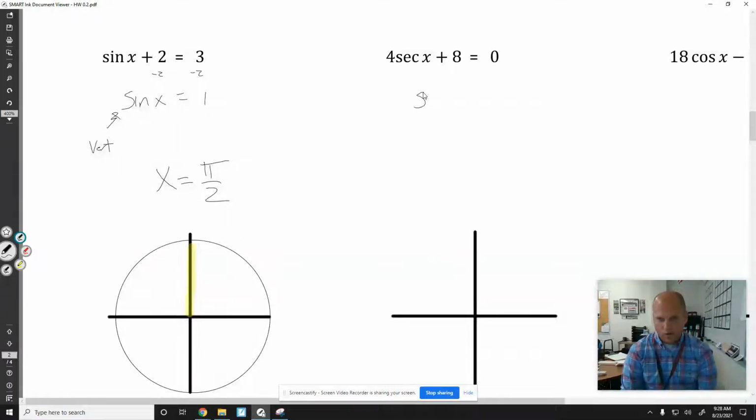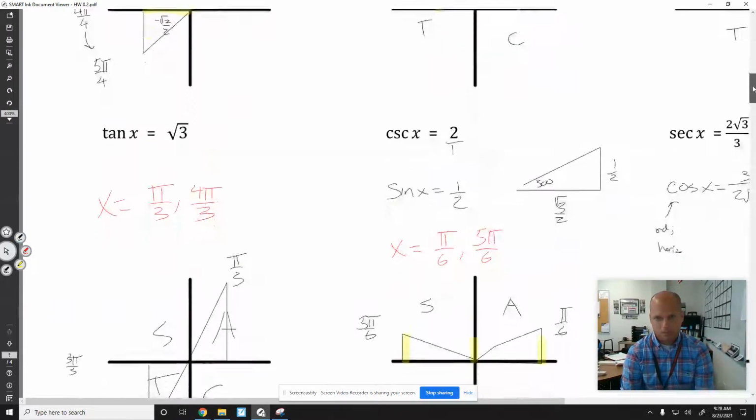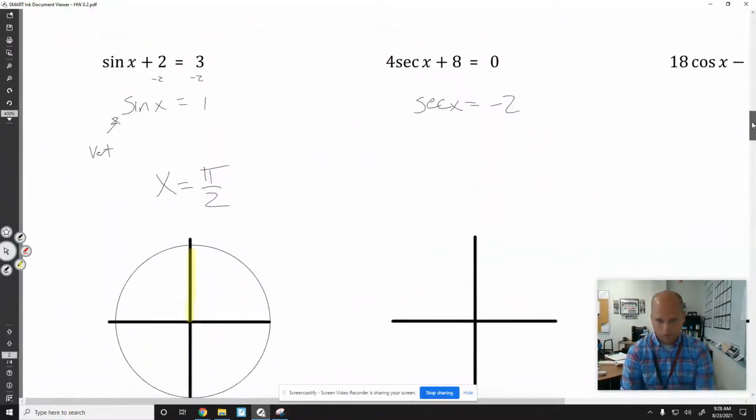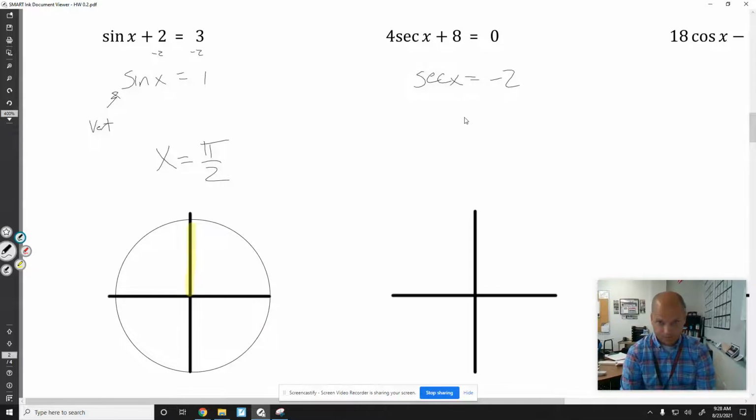Subtract 8, divide by 4. You don't have to show this. You can just do this. Make sure you subtract 8, divide by 4. It's negative 2. Did we do this one? Secant? Good. I'm doing a good job with this. I created this homework, so it's good that all the questions are a little bit different.